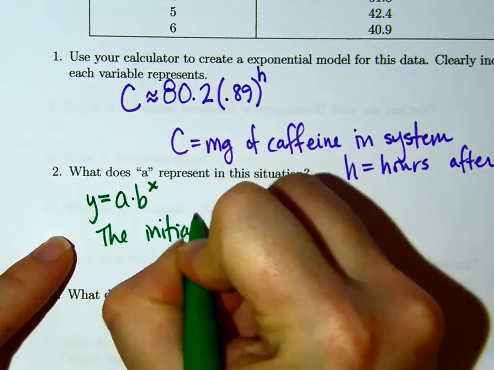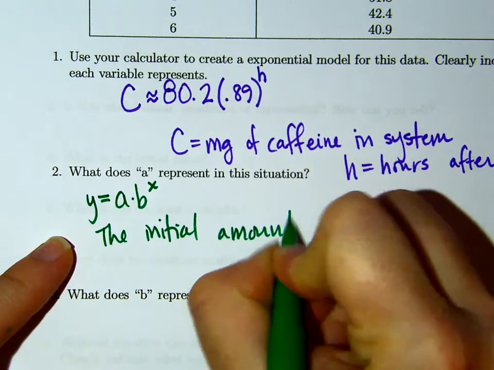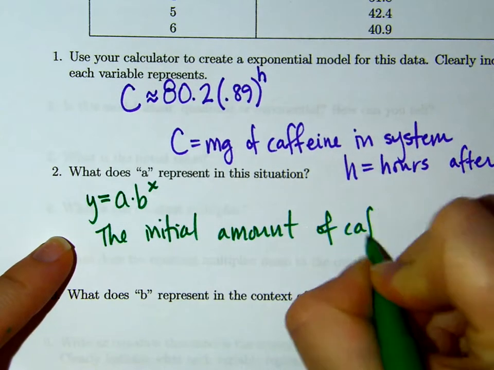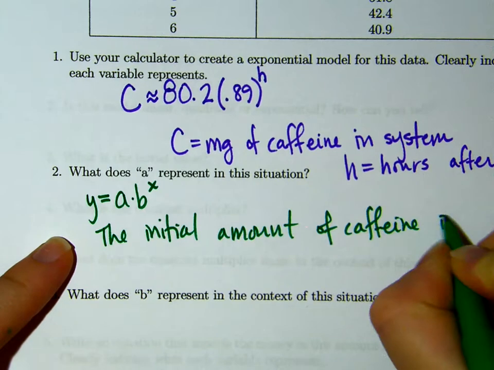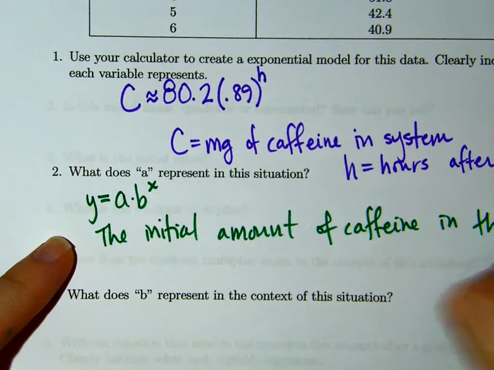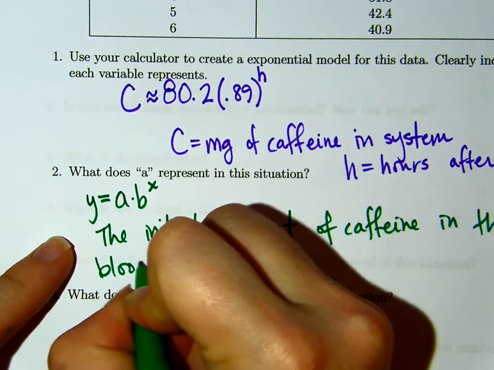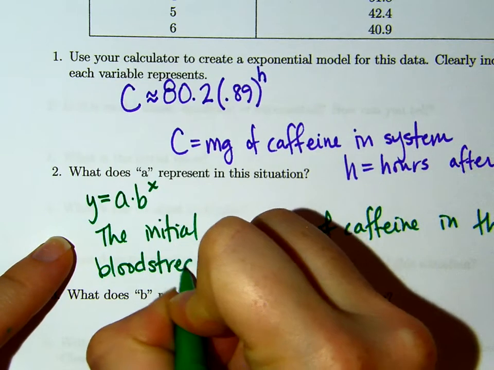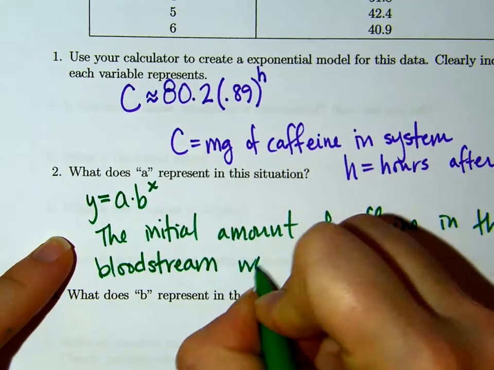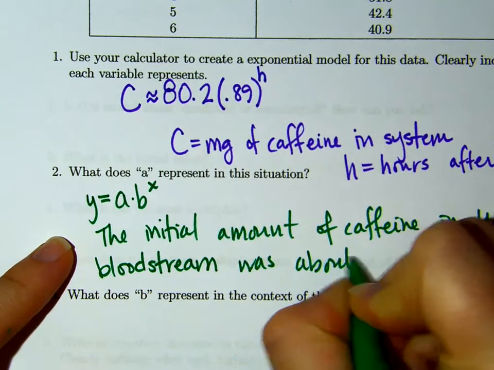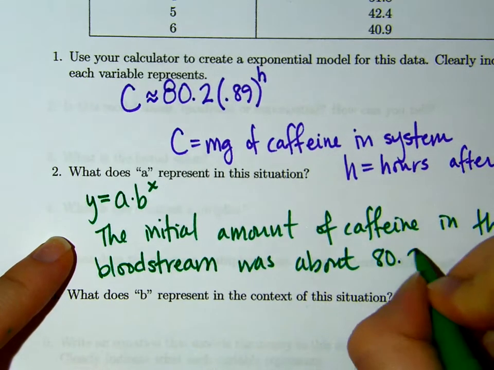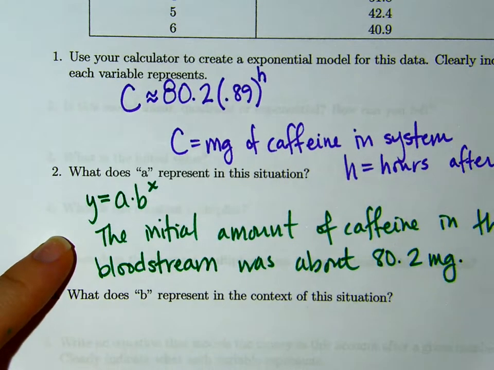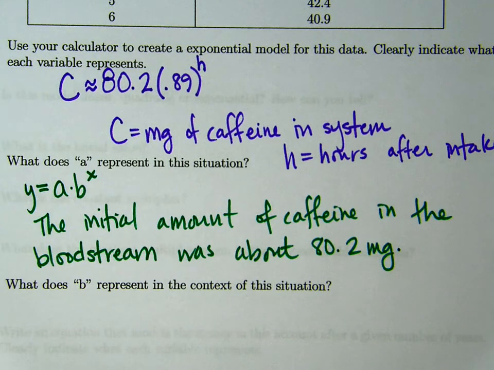The initial amount of caffeine in the bloodstream was about 80.2 milligrams. Yeah, that's what the initial amount meant. So this 80.2, initially there was 80.2 milligrams.